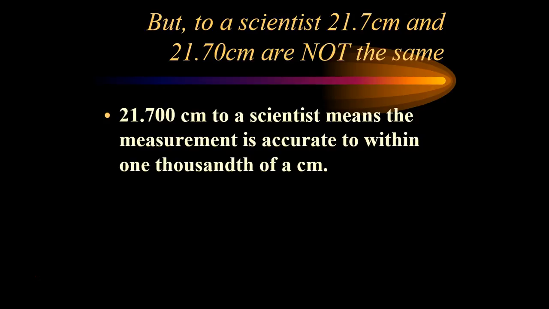So in science, 21.700 means that you know and you're confident in this measurement to the thousandth of a centimeter. All right, you wouldn't have written down the 2 zeros at the end if you weren't confident to that point. You would have written 21.7. So whenever we're writing numbers in science, be thinking about that. Be thinking about what you've written and how it communicates your level of confidence about a measurement that you've made.